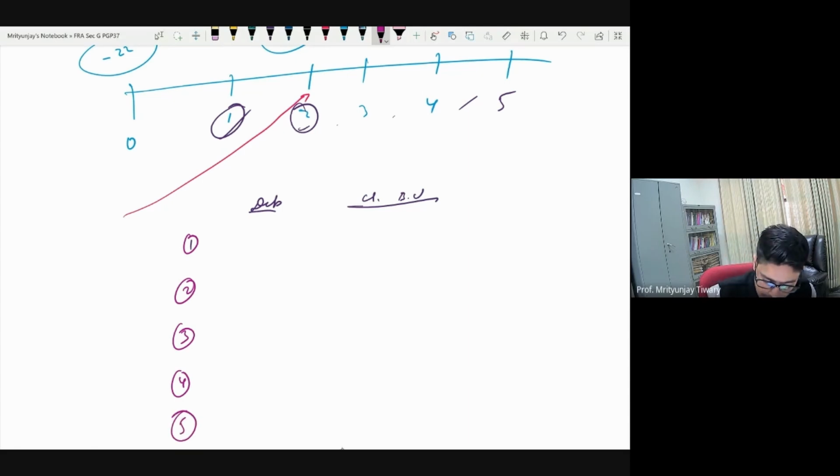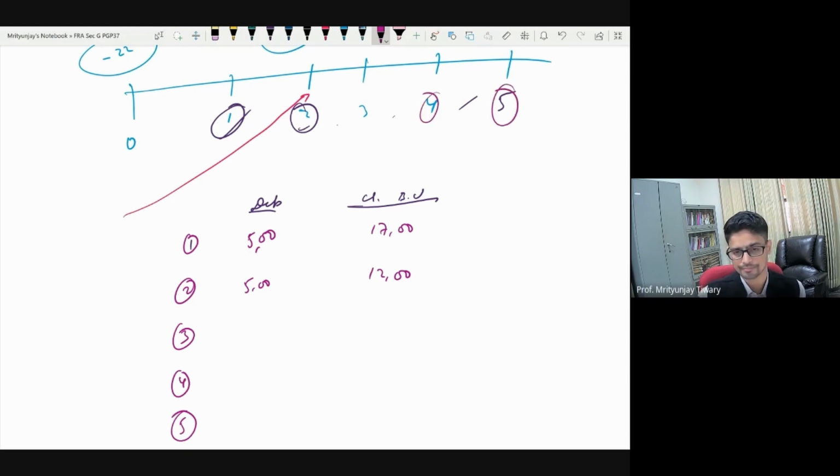In year 1, depreciation was 5 lakh rupees. In year 2, depreciation was 5 lakh rupees. So the closing book value at the end of the first year was 17 lakhs, and at the end of the second year was 12 lakh rupees. This much is already done, it happened in the past. Now you want to change things in the wake of new information. You think that we have used the asset very sparingly, very carefully. I don't think it is going to last only till year 4, but it will last till year 5.